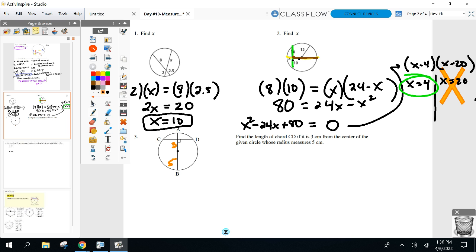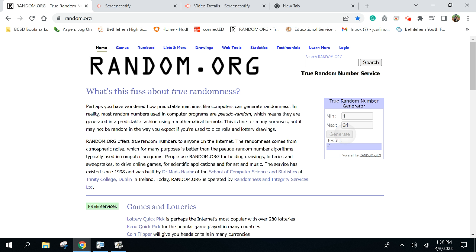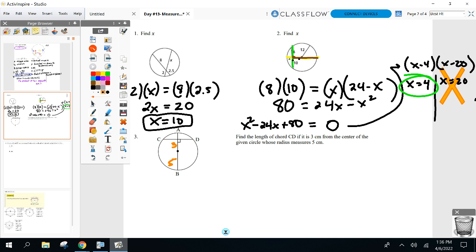And can I fill out from A to the intersection point too? How long is that? From A to the intersection point? 8? 2. Yeah, the radius was 5. I know a little bit of it's 3, so this rest has got to be 2.